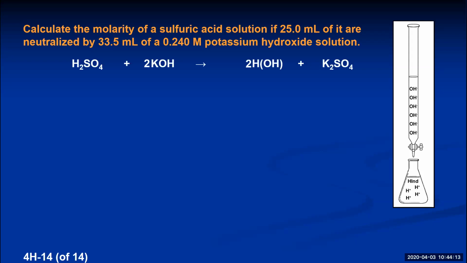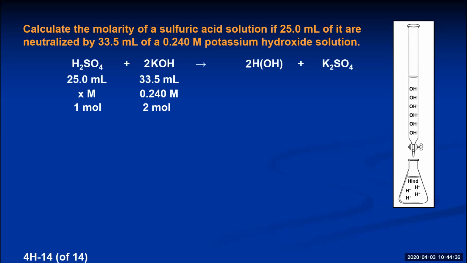Let's write down what's given and what we're trying to figure out. They told us we put in the flask below 25.0 milliliters of a sulfuric acid solution that we don't know its molarity. We used 33.5 milliliters of potassium hydroxide to neutralize it. Its molarity was 0.240. The mole ratio in the balanced equation between these two reactants is 1 to 2.